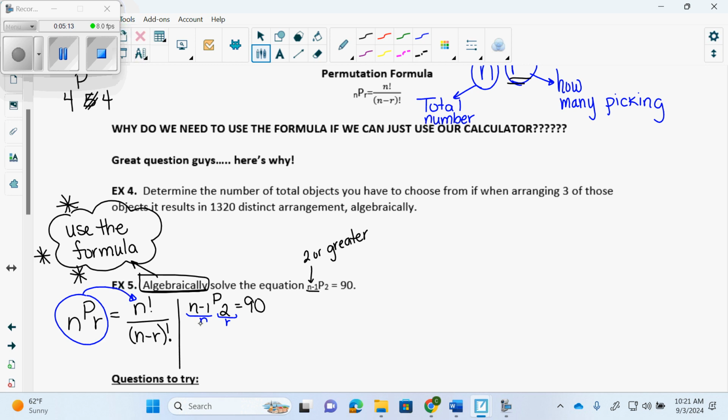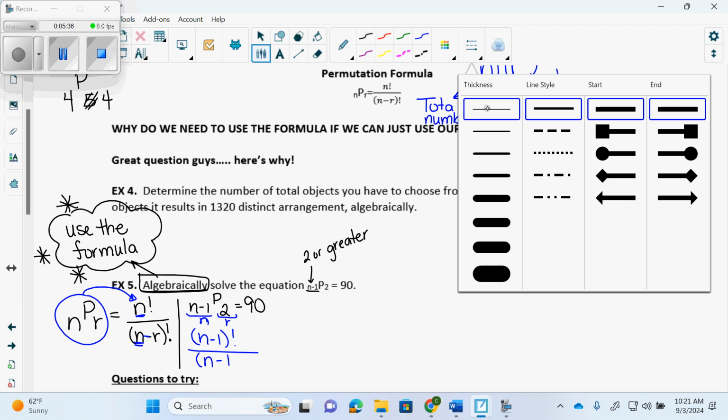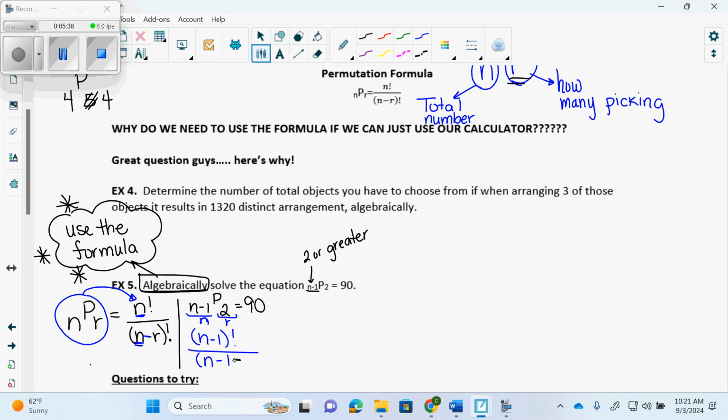So n minus 1 is going to go in for n in this formula. So n is here and here. We agree? So n is the same as n minus 1. So I'm going to get n minus 1 factorial, because that's going in for n, over n minus 1, which is n. That's this. And then I have to minus r. What is r? 2. Factorial. You see how this is n? N minus 1 is actually n. And then I minus r.